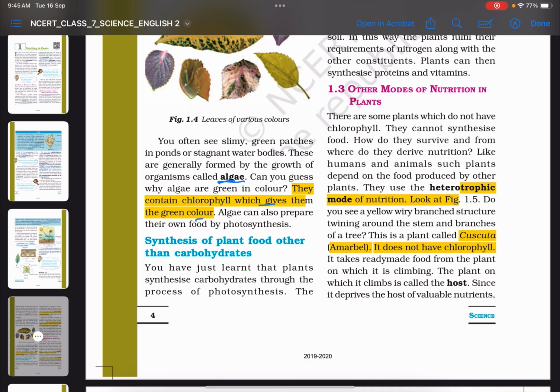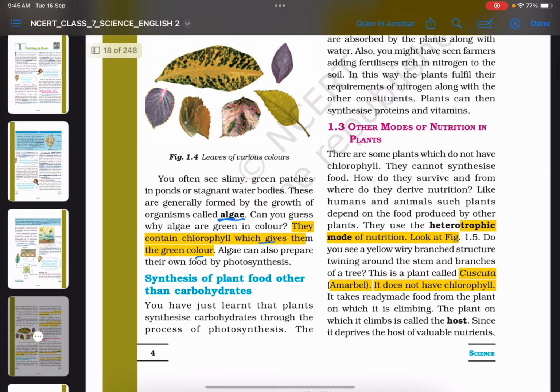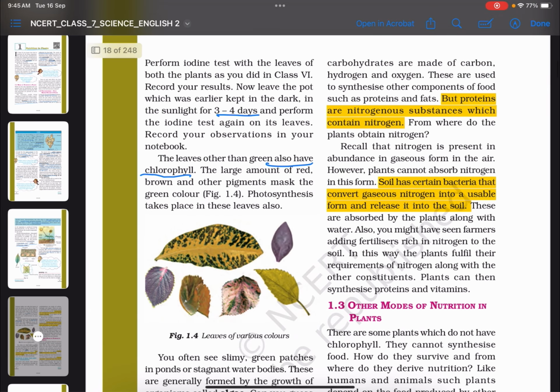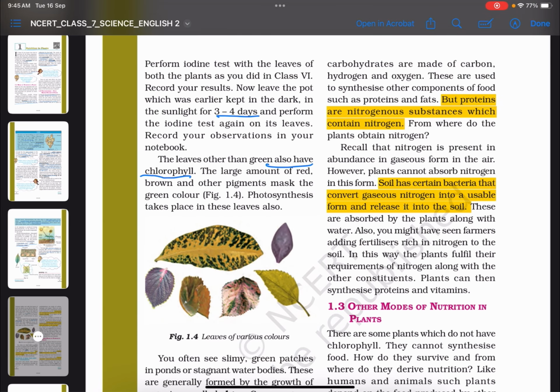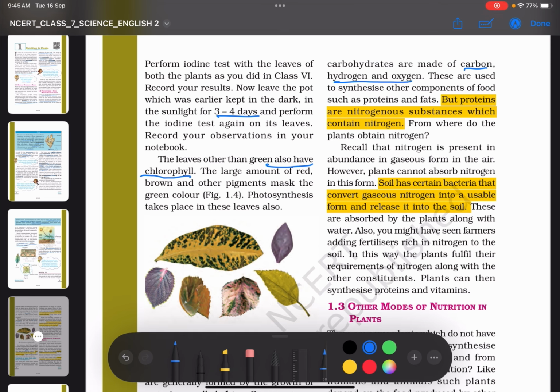Synthesis of plant food other than carbohydrates. You have just learned that plants synthesize carbohydrates through the process of photosynthesis. The carbohydrates are made up of carbon, hydrogen, and oxygen. These are used to synthesize other components of food such as proteins and fats. But proteins are nitrogenous substances which contain nitrogen.